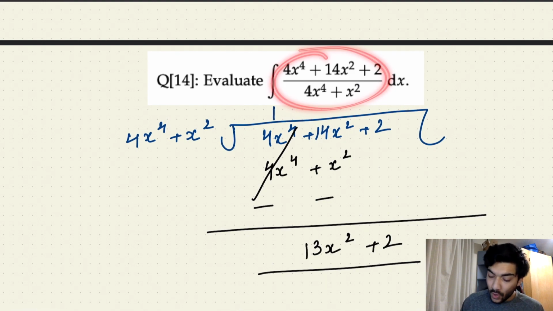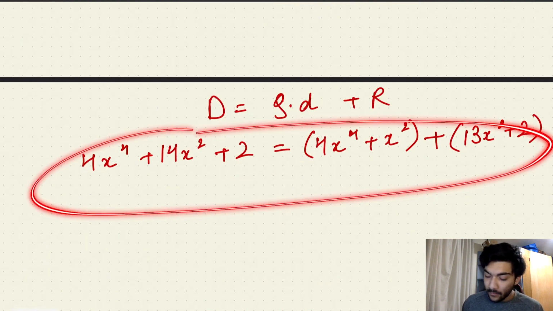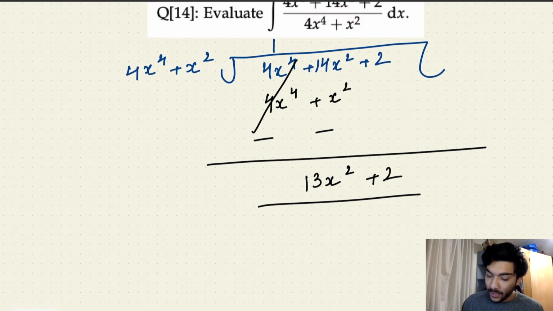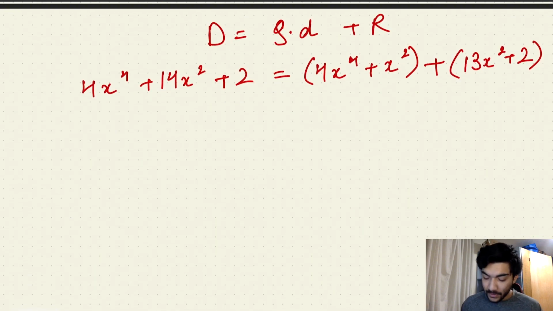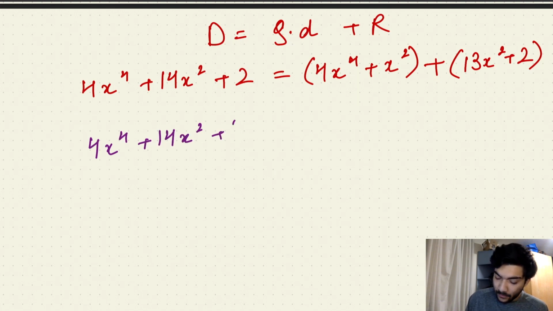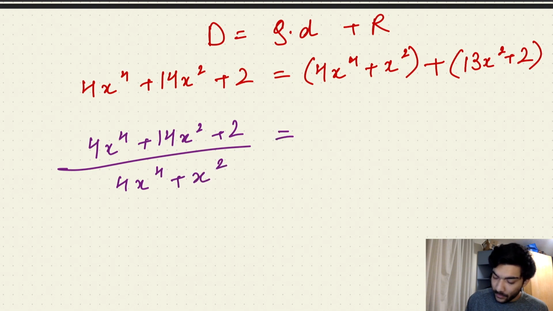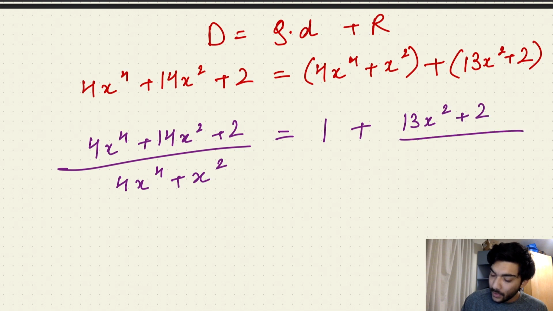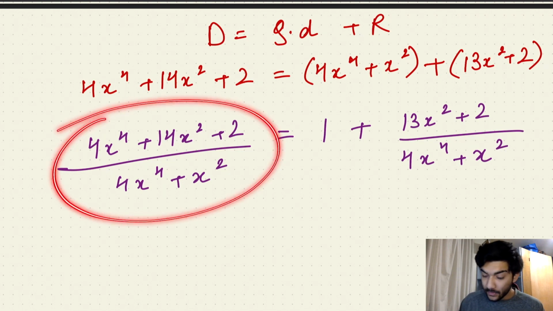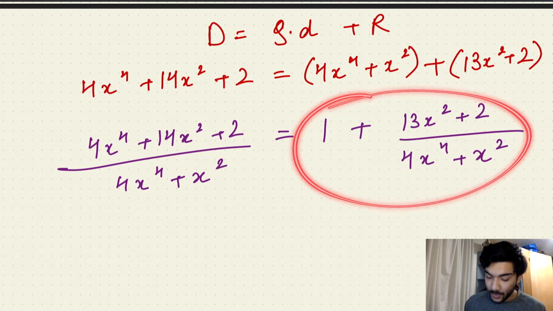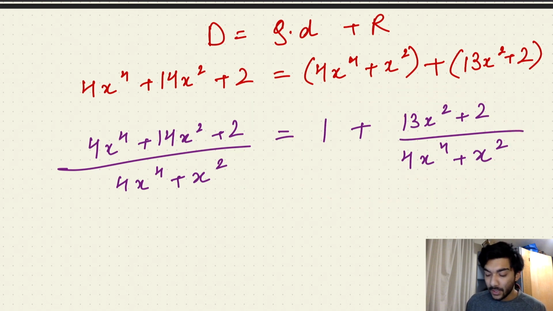And now since we want this expression at the end, we'll basically divide the left hand side and right hand side by 4x to the power 4 plus x squared, right? So if we do that, (4x to the power 4 plus 14x squared plus 2) upon (4x to the power 4 plus x squared) equals 1 plus (13x squared plus 2) upon (4x to the power 4 plus x squared) over here, right? So now we have easily simplified this expression into this expression.